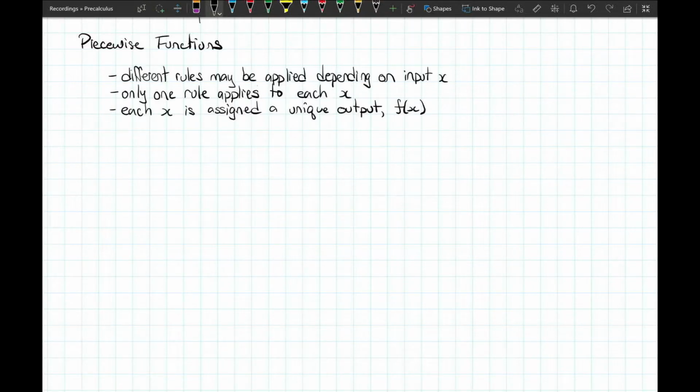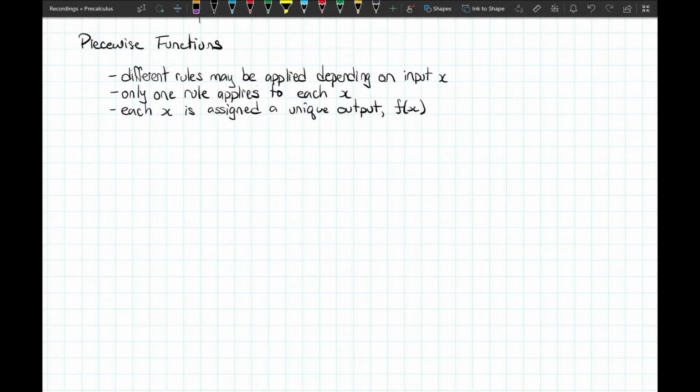For a piecewise function, we can have different rules applied depending on the input x, but only one rule may apply at any single time. Additionally, for whatever x value we input, we only receive a single unique output f of x.